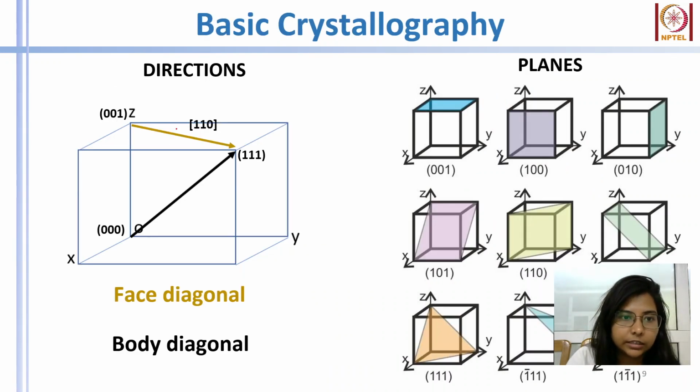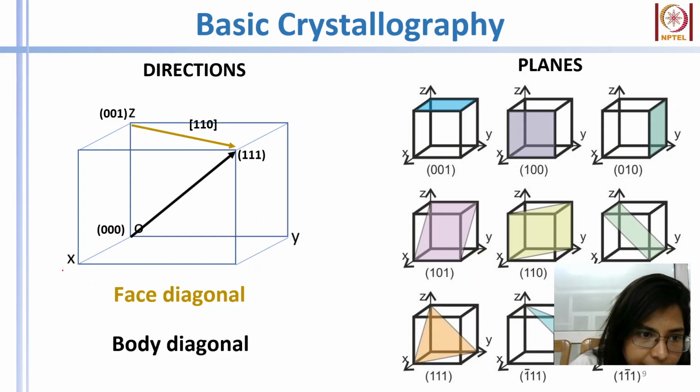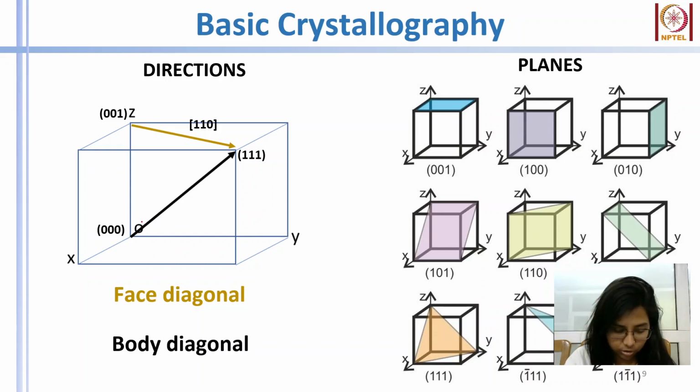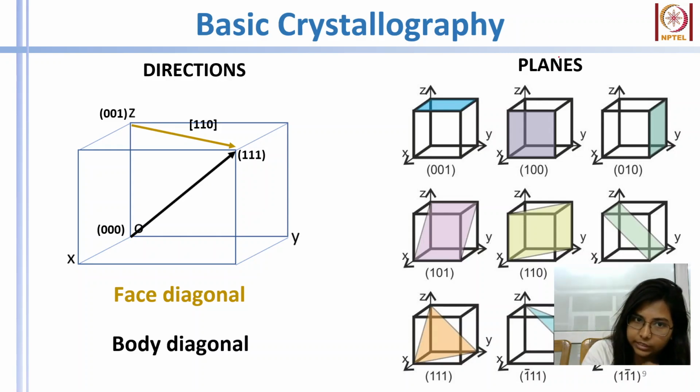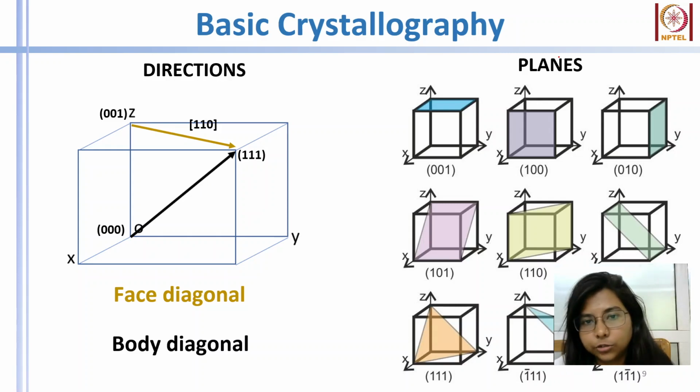If this is your cube, this is your cubic system. This is my x axis, this is my y axis, this is my z axis. This is the origin. I hope I am audible, right? This is my origin of 0 0 0. When we are drawing the directions and when we are drawing the planes, we saw in the previous slide that there is one particular notation of Miller indices for planes, and one particular notation for the Miller indices of the directions.